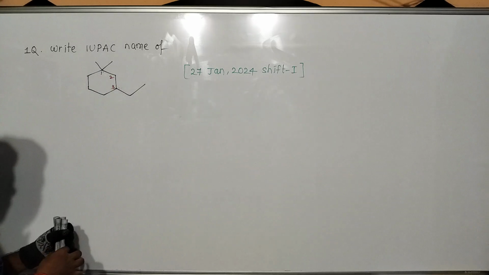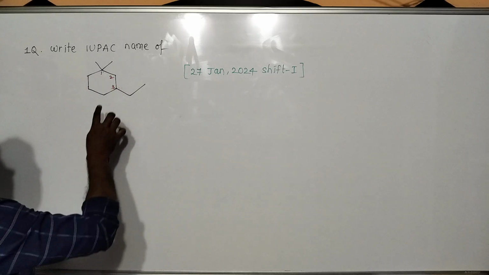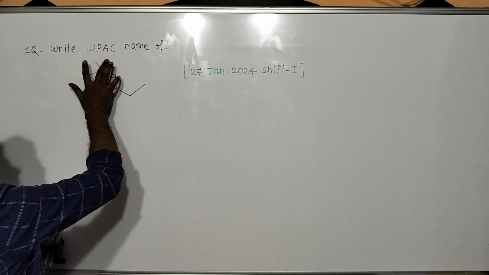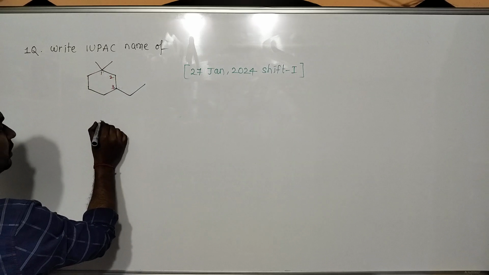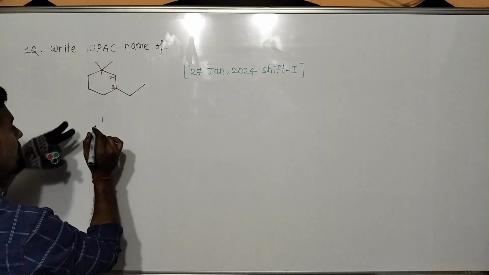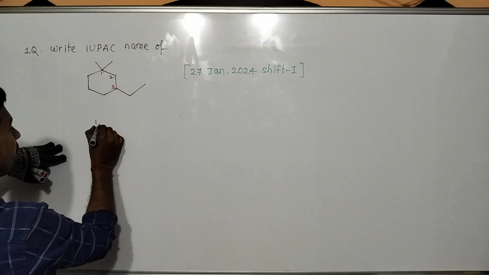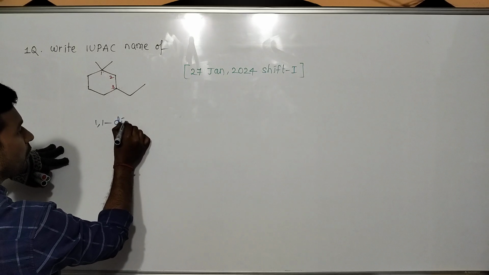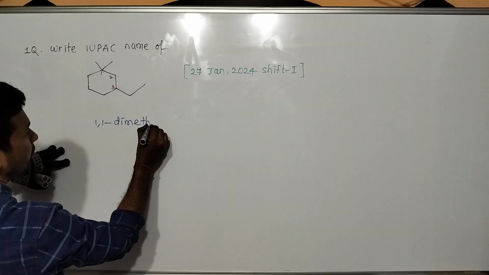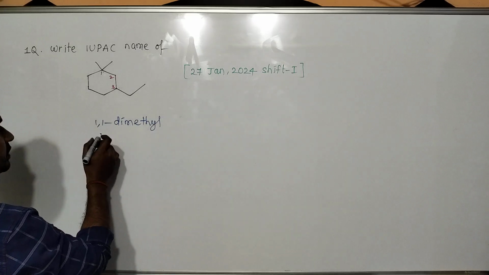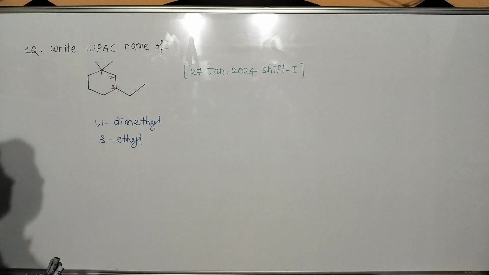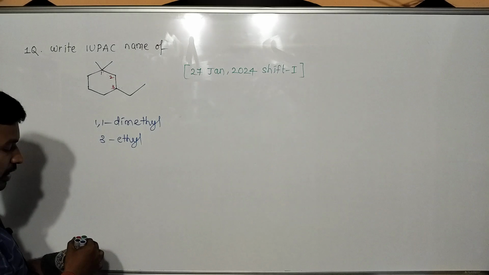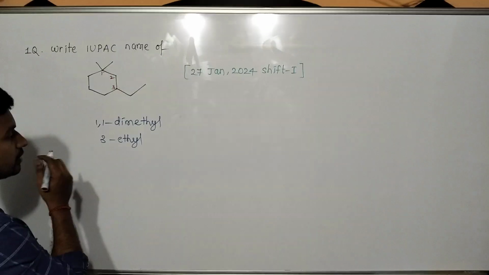So give the IUPAC name in this way. What are the substituents? Methyl, two times, so dimethyl, 1, 1 dimethyl. This is an important example. And what is the other substituent? 3-ethyl. Numbering like this, which one has to come first? You have to write it first.